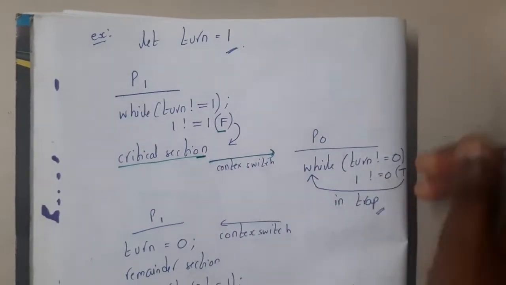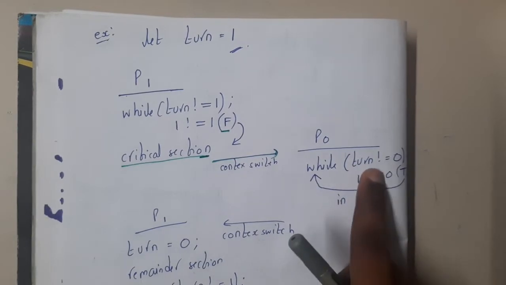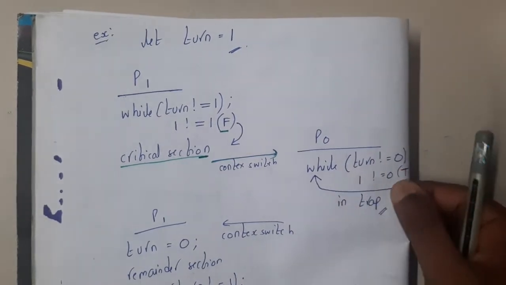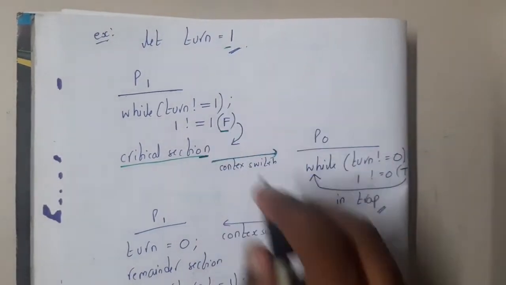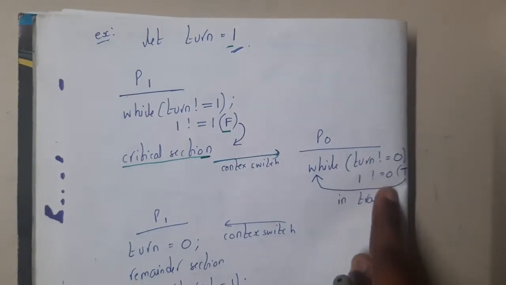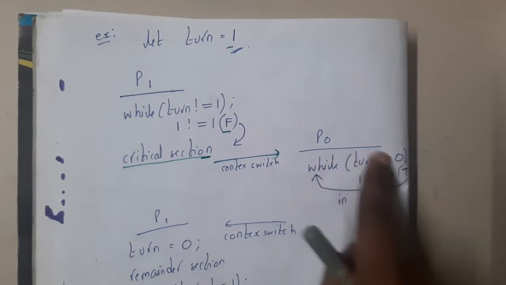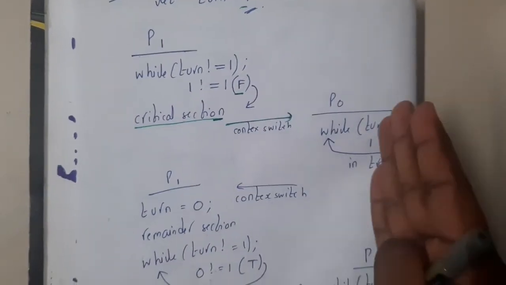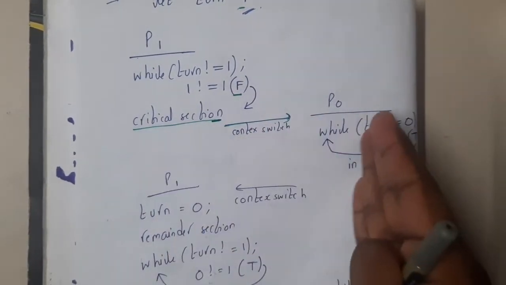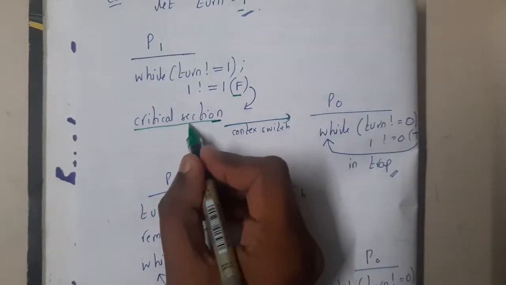Now it is checking on the other side: while turn is not equal to 0. What is the value of turn? It is 1. 1 is not equal to 0, so that is true, which means it is in a trap. So it's going to keep checking for as much time as it wants, and at some moment it is going to do a context switch. Once it does the context switch, it continues from the critical section.